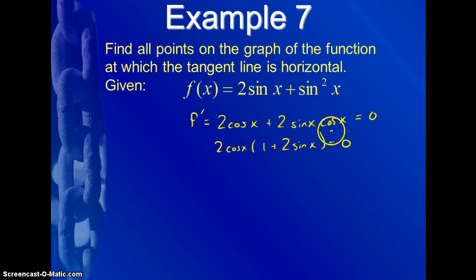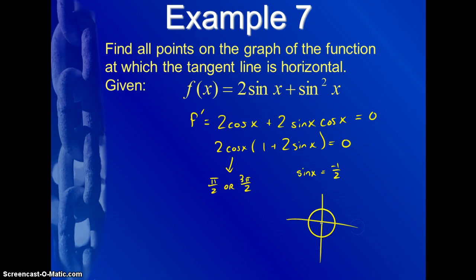Cosine is going to be equal to 0 at pi over 2 or 3 pi over 2. That's where I have a cosine of 0, basically straight up on the unit circle and straight down. This guy, when I set it equal to 0, I'm going to get minus 1, and then divide by 2. So I want a sine of negative 1/2.